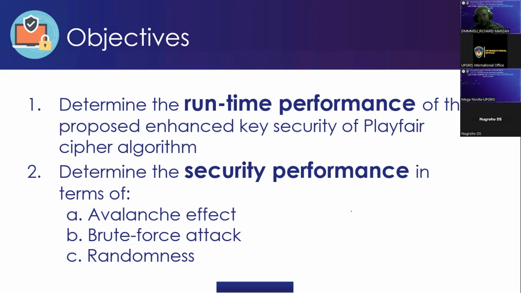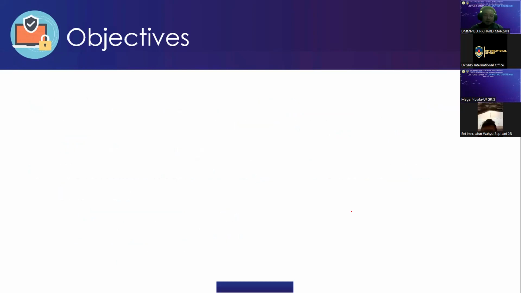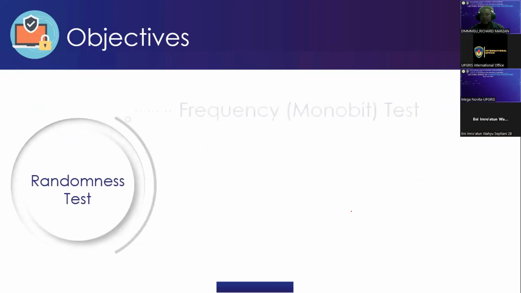We check whether it is secured, that it cannot be hacked or brute-forced. These are the security performance measures used: the avalanche effect, the brute force attack, and the randomness. For the randomness, it has 5 tests, but actually there are 16 tests based on NIST, the National Institute of Standards and Technology. There are 16 tests, but for this study I only use 5 because of the key length.